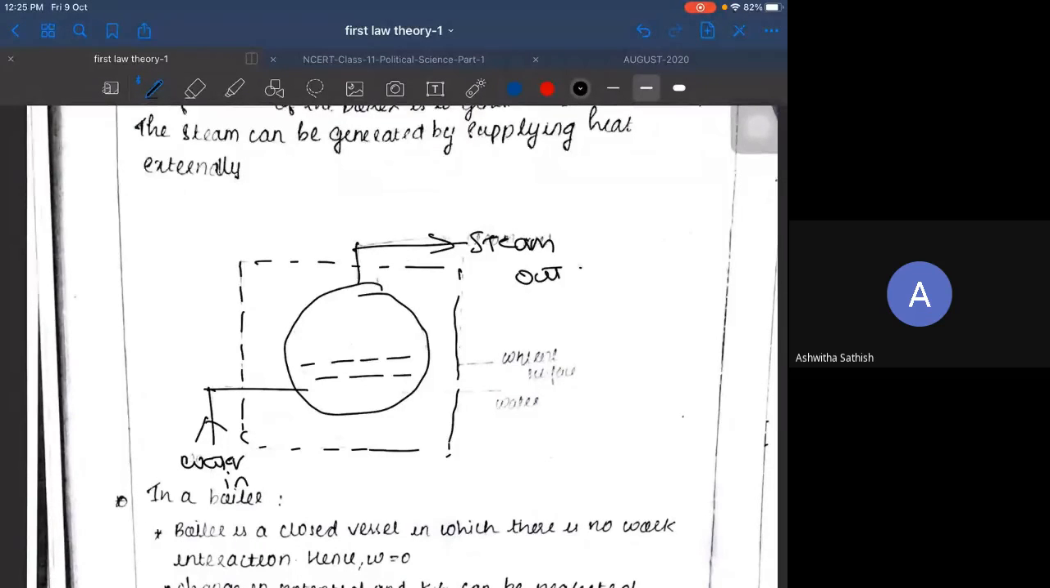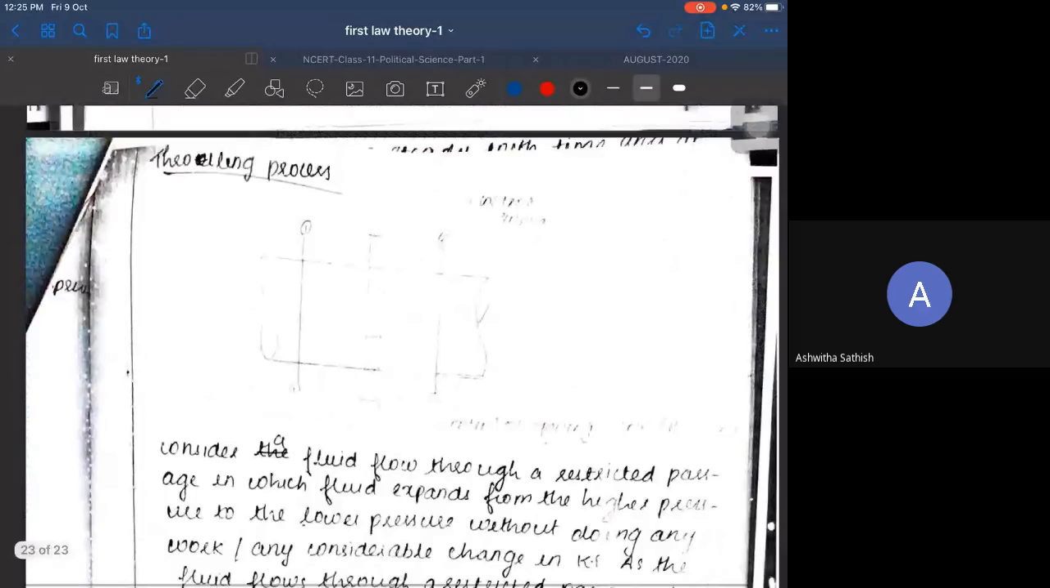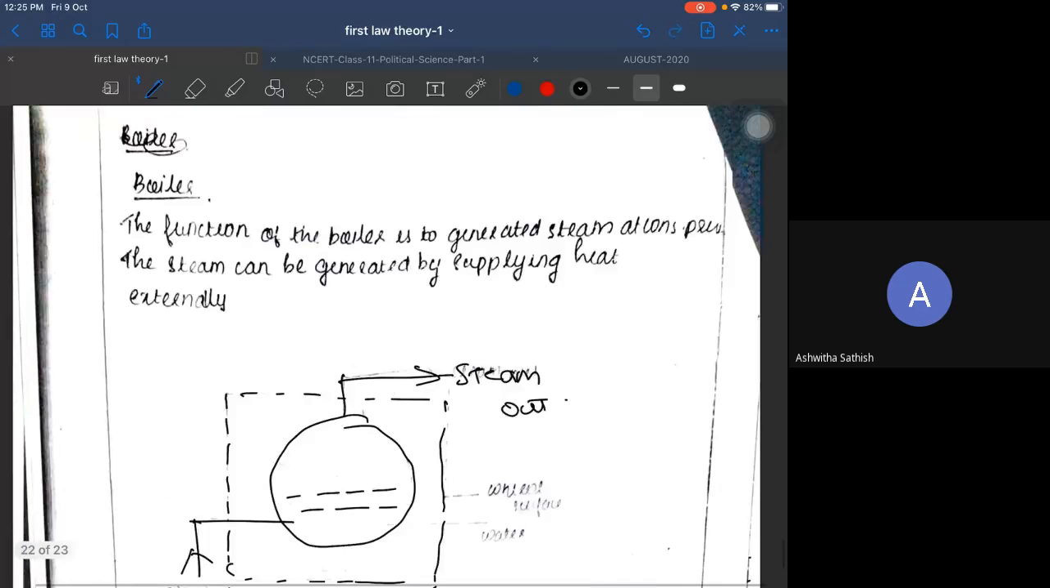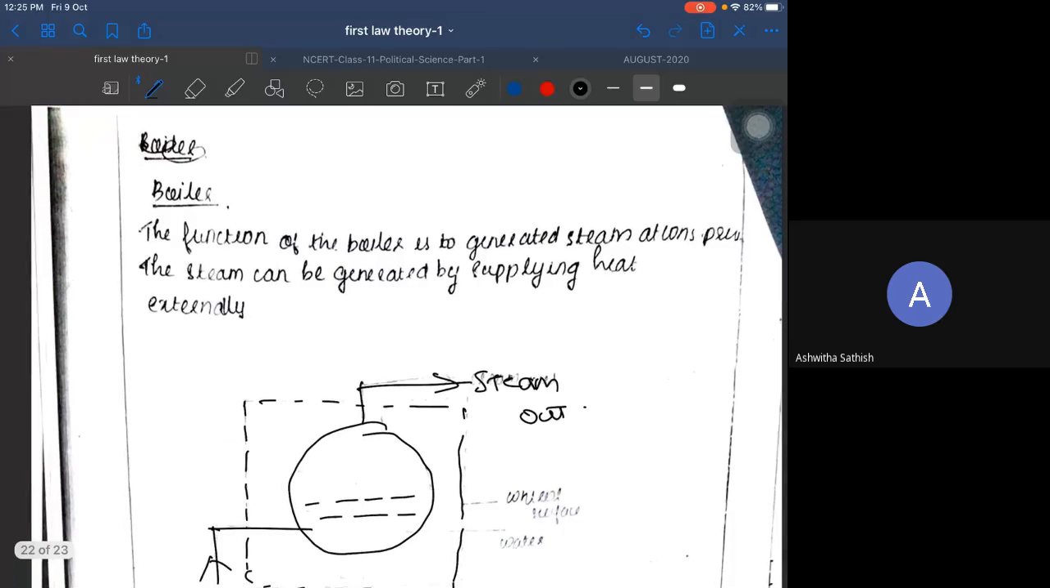So how many thermodynamic applications, throttling process is there? Yes, that's it. Only 2 are left over. We'll discuss them in the next class. Okay, no issue.